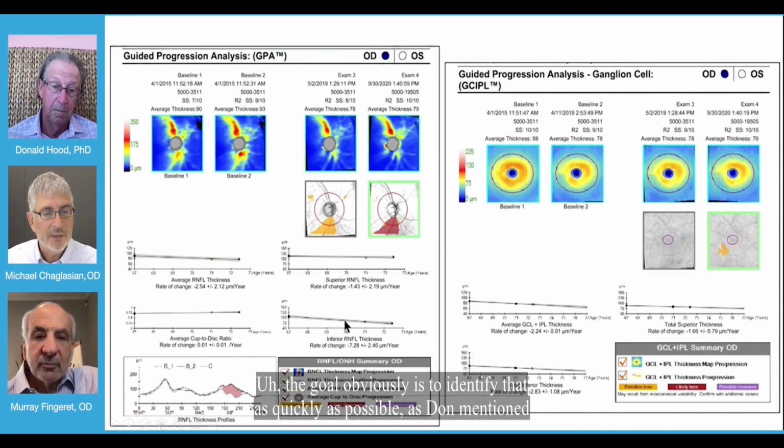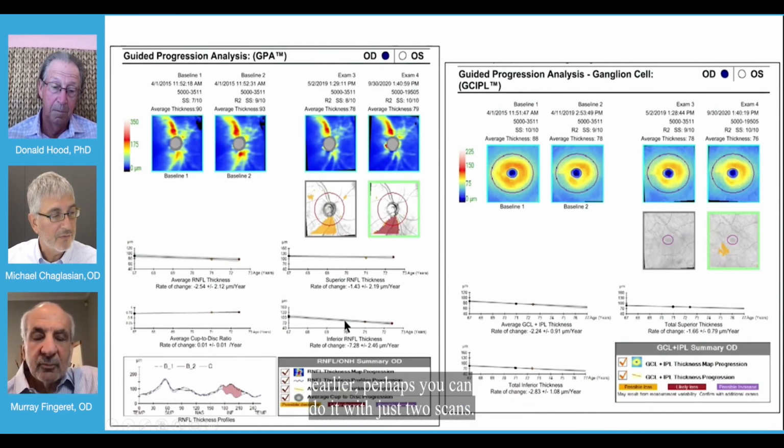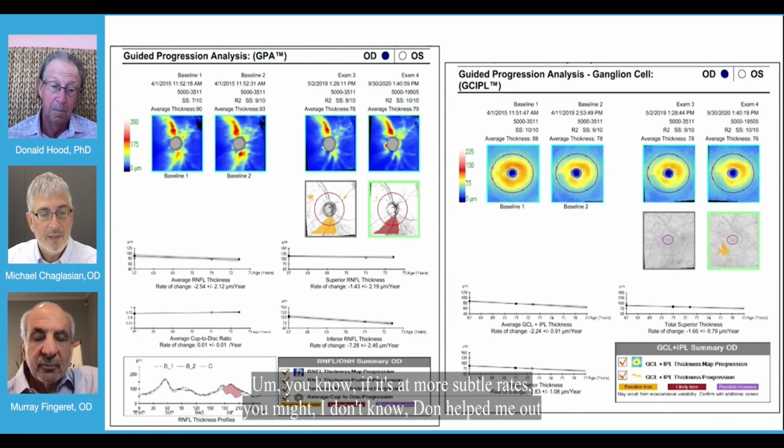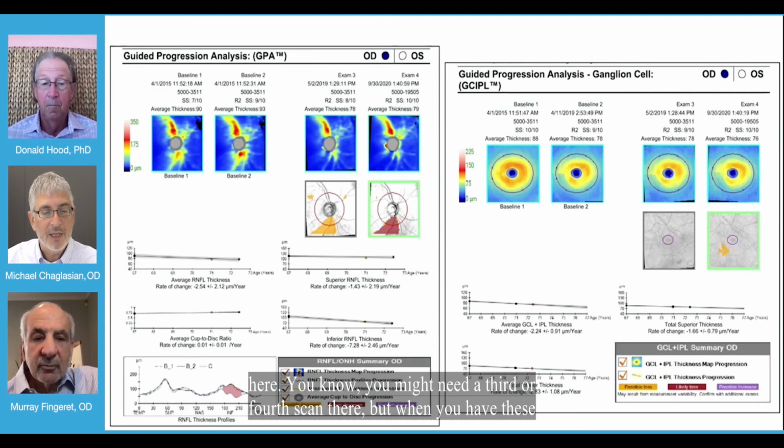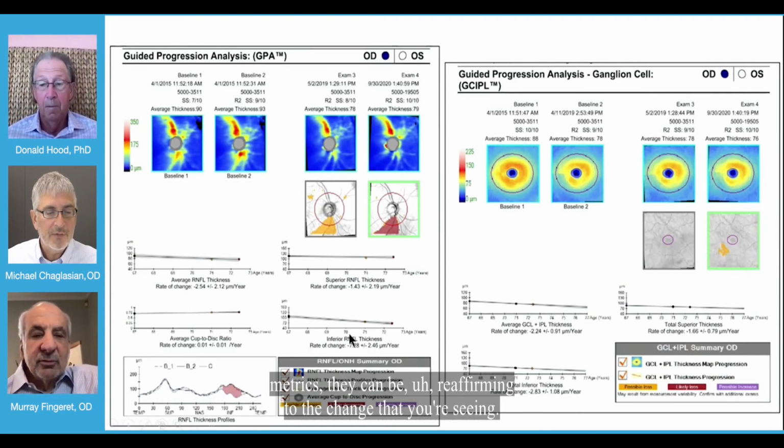As Don mentioned earlier, perhaps you can do it with just 2 scans. If it's a more subtle rate, you might, I don't know, Don, help me out here. You might need a 3rd or 4th scan, but when you have these metrics, they can be reaffirming to the change that you're seeing.